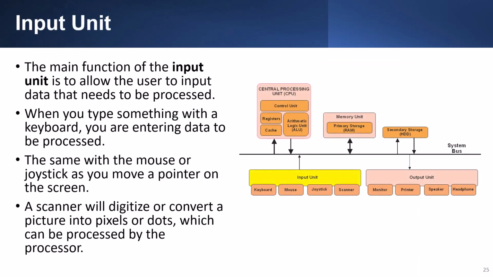The main function of the input unit is to allow the user to input data that needs to be processed. Of course, the CPU is following instructions from the application software so it knows what to do with the input data. When you type something with the keyboard, you're entering data to be processed. The same with the mouse or joystick as you move a pointer on the screen. The scanner will digitize or convert a picture into pixels or dots, which can be processed by the processor.